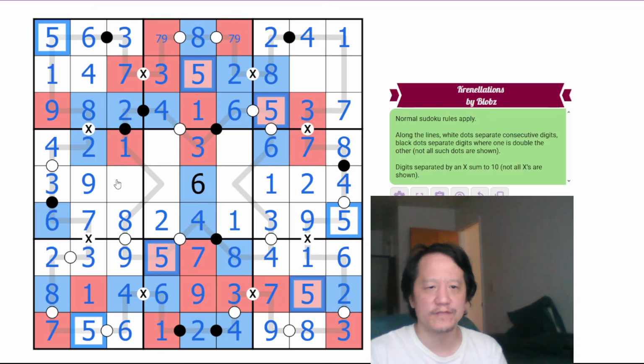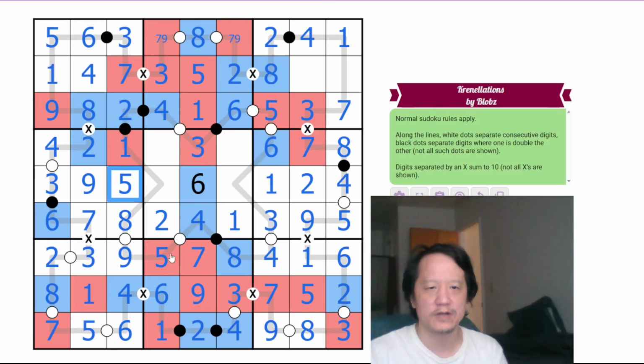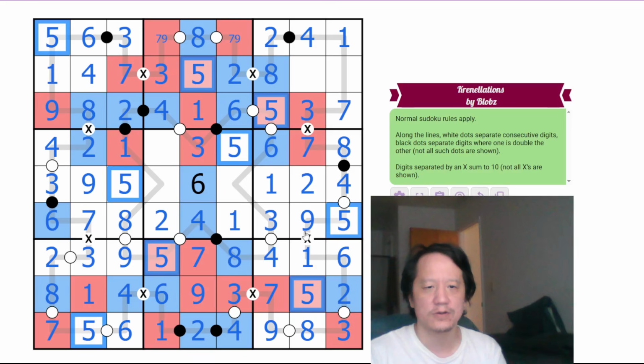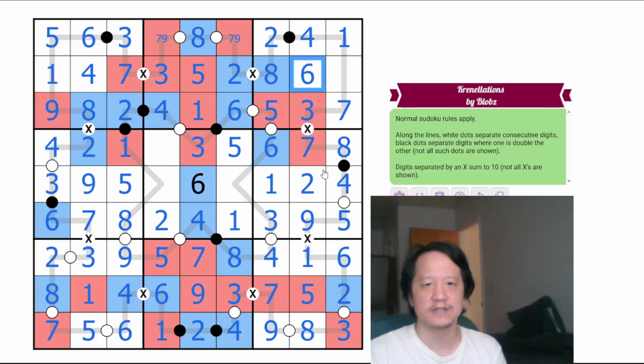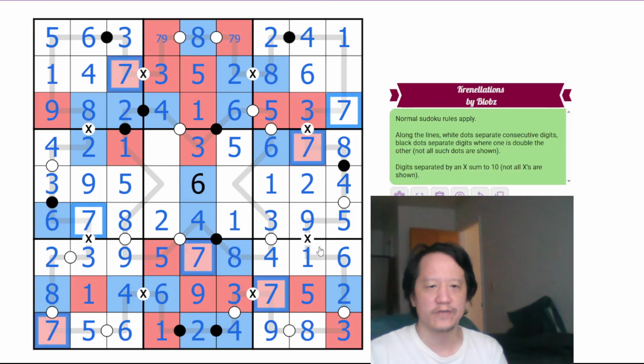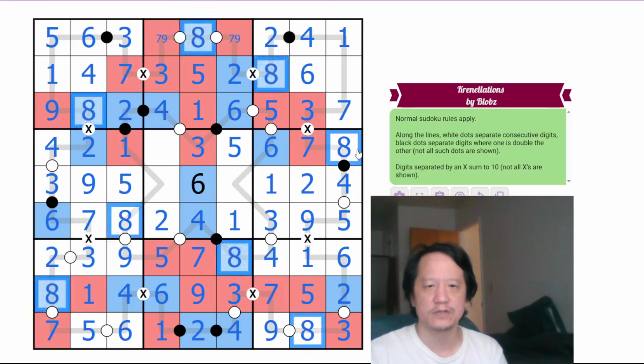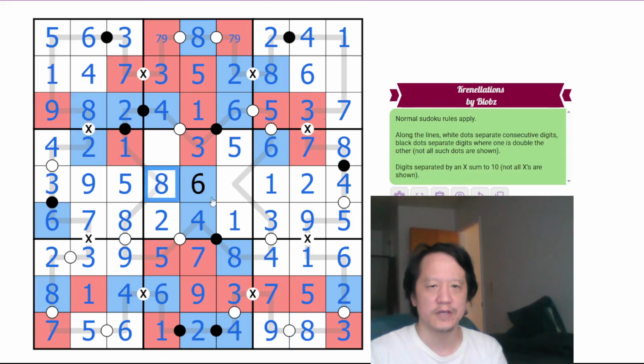5. The remaining 5 in column 3 has to be there. We have 8 5s, so the last 5 has to be there. 6s. We have 8 6s, the last 6 is there. 7. We don't actually have enough information to disambiguate the 7s. Okay, so let's continue. 8s. We have 8 8s. We know where the last 8 is. It has to be there, and that should help to disambiguate things.